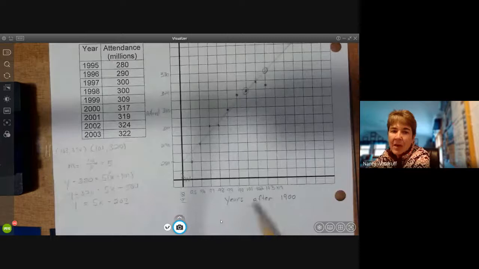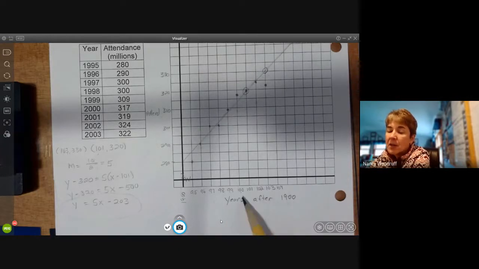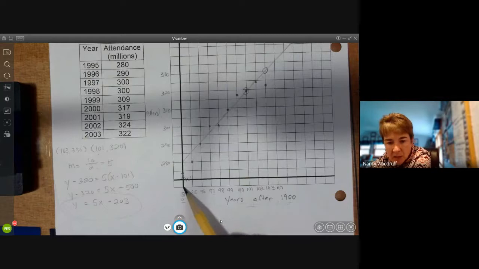And again, I'm not putting 1995, 1996, 1997. I'm going to define my X as the years after 1900. Get used to doing that kind of thing for calculator and technology purposes. It makes it easier. Okay, and I'm just showing you that 1900 is on the left-hand side of this break.